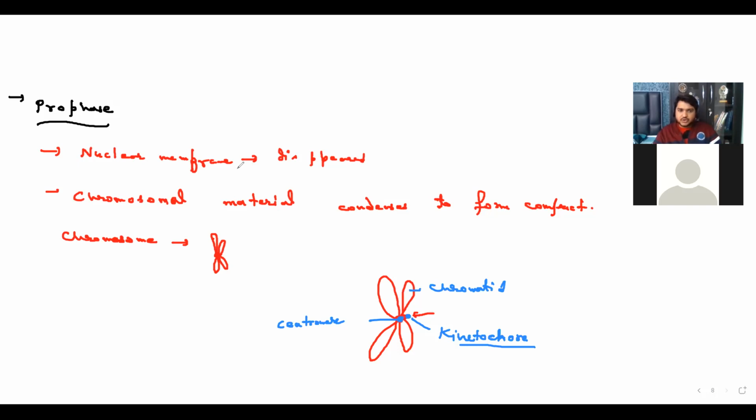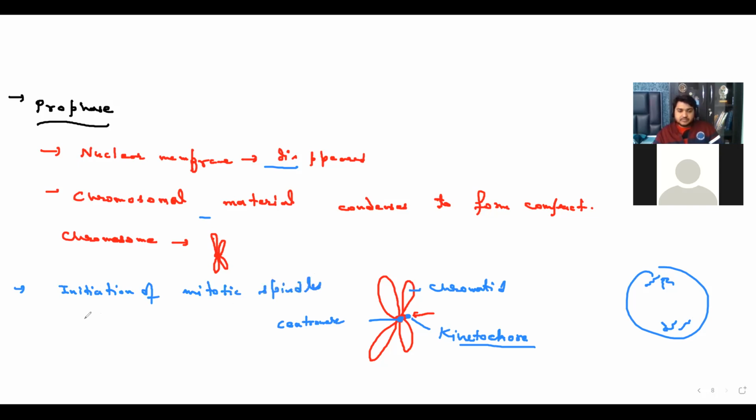Yeah. Okay, so the nuclear membrane is disappearing, and the chromosome material starts condensing to form the condensed chromosome. And here, this is a nucleus, so some spindle fibers start appearing here. Spindle fibers are thread like structures. I told you the cell organelle in the cell chapter, microtubule. So here you can say initiation of mitotic spindles. Spindles are thread like structures made by microtubules.